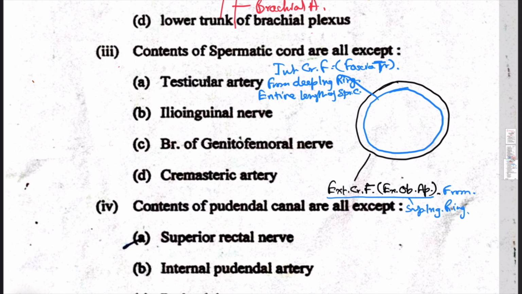So it can be another MCQ sometime. Remember, they'll give you a list of so many layers. There will be cremasteric layer as well. So remember that this is an important point, that this layer, internal cremasteric fascia, you will find along the entire length of the spermatic cord.